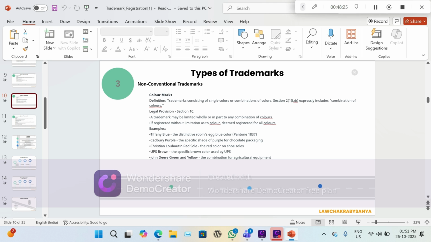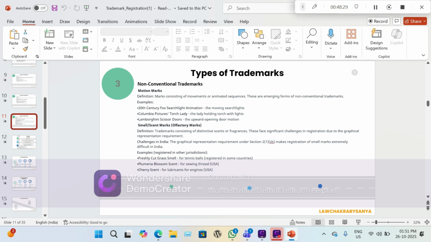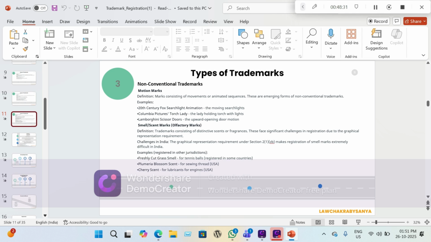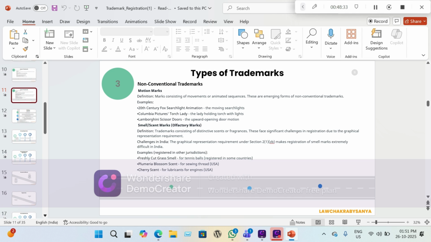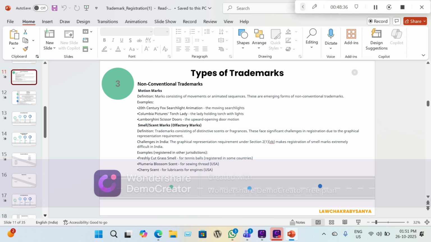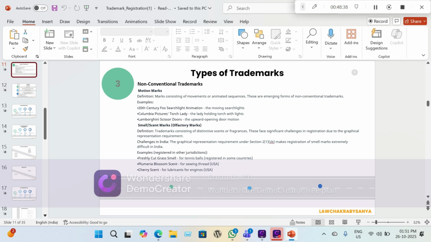Then on the next slide, we have motion marks. So, marks consisting of movements or animated sequences are also registrable. For example, 20th Century Fox Searchlight animation or Columbia Pictures Torch Lady or Lamborghini scissor doors. They're all motion marks, and they can be graphically represented, and they are registrable. Then we have smell or scent marks, olfactory marks. Now, a particular kind of smell can also be registered.